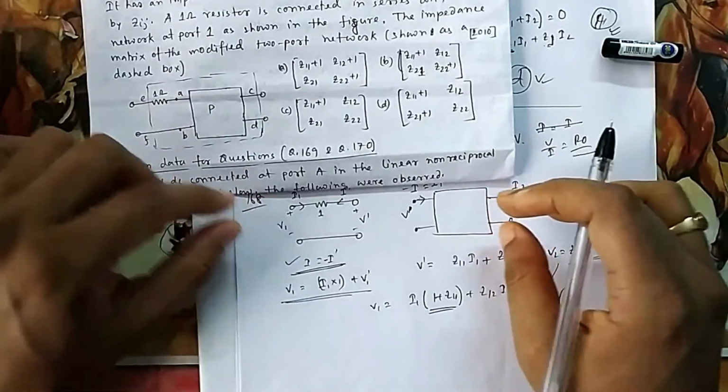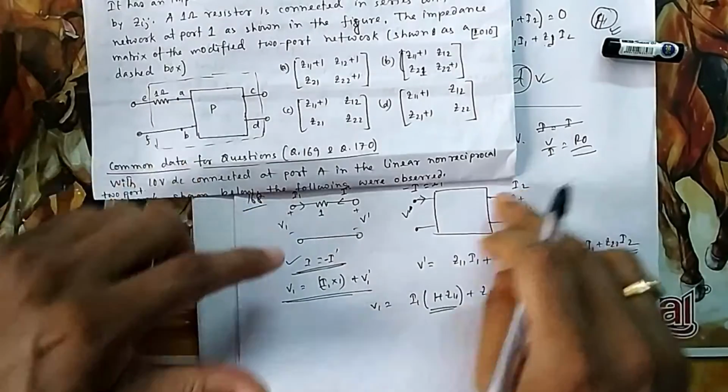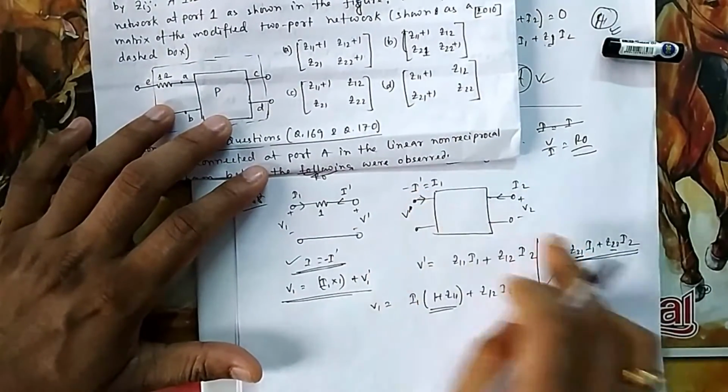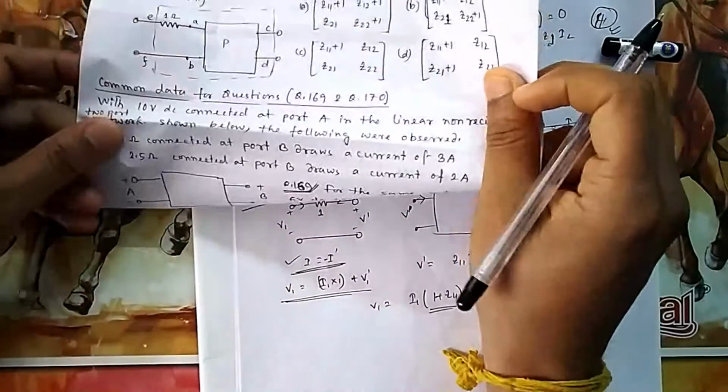Ultimately you have to find this current and this current. This is your I1, this is your I2. I have substituted this one here, and after substituting, it looks the same. So your option is C.